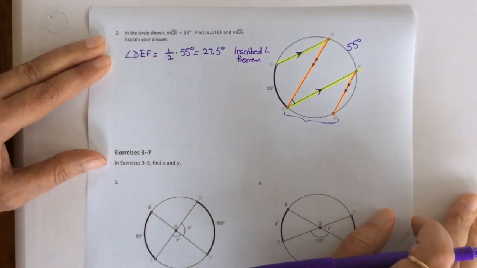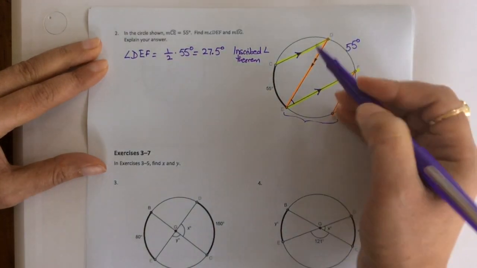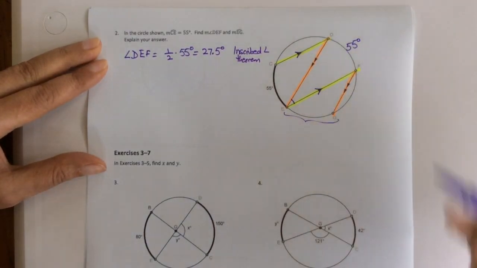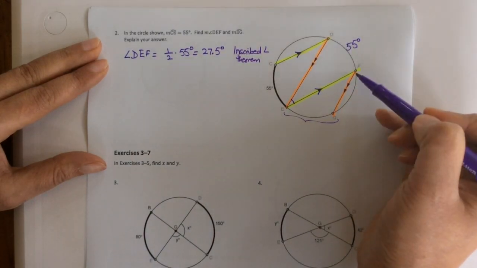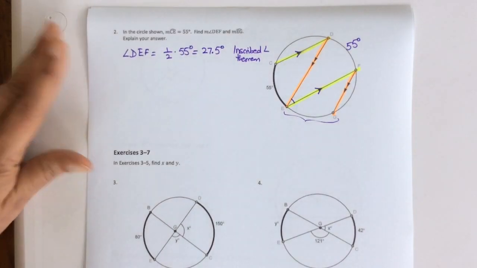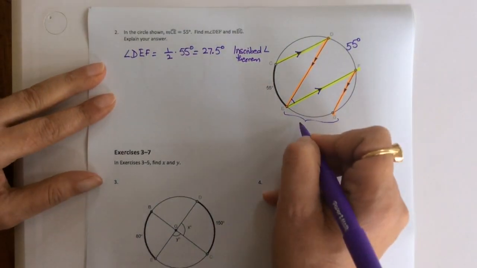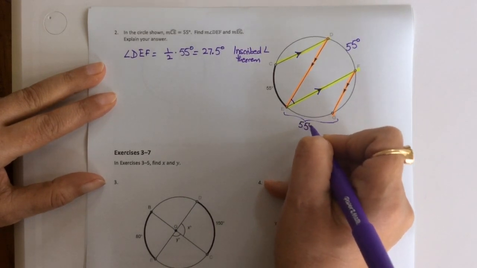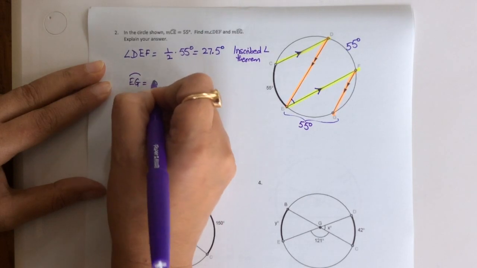Okay, good. So I know this is 55 degrees. But now let's look at my two orange parallel lines. You can see that DF and EG are the two arcs that are being created by the parallel lines. So they should also be equal using the same theorem. So this EG should also be 55 degrees.